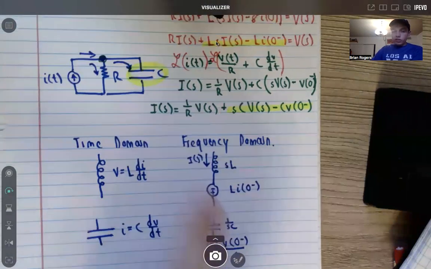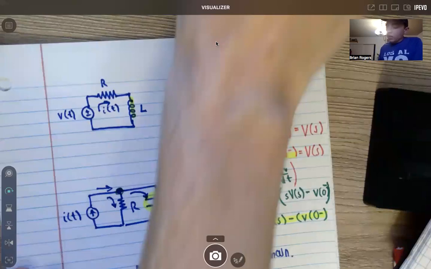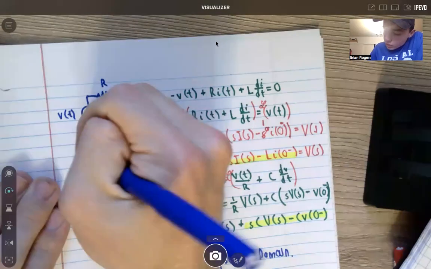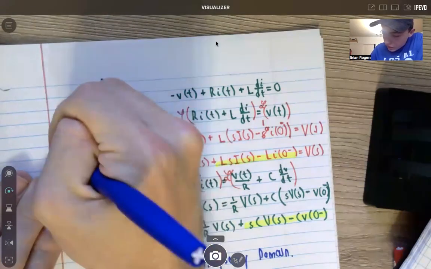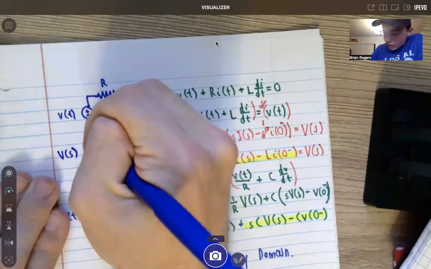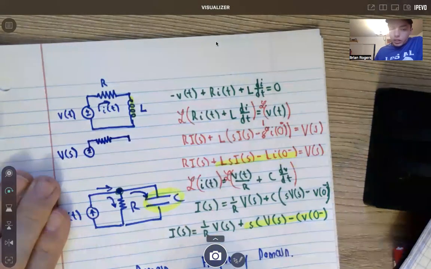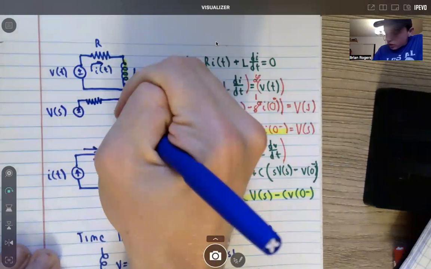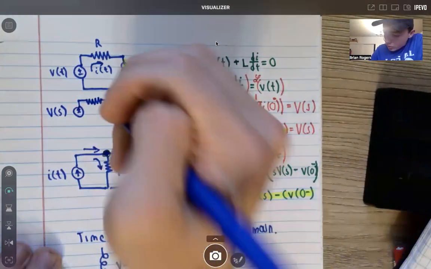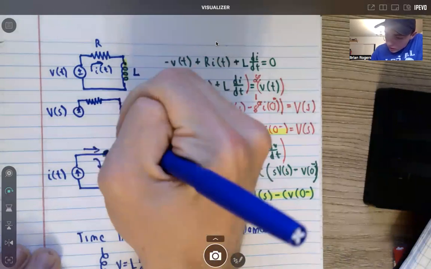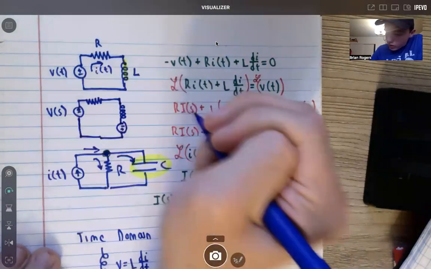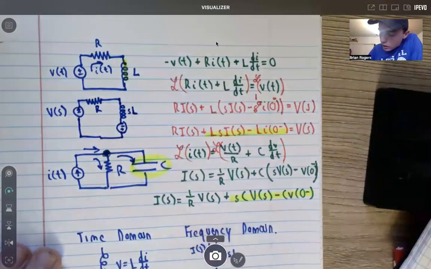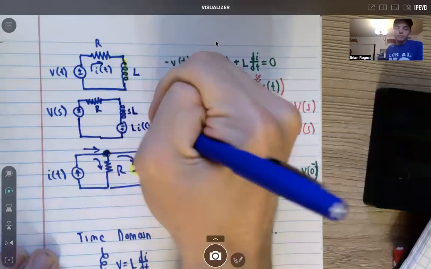If you were to convert this circuit up here into the frequency domain, you would notice that your source is still there, but it's V(s) instead of V(t). Your resistor stays exactly the same, but your inductor, knowing what we know here, is still a coil, but it will have the initial condition as well. So minus and positive. This would be your resistance still, your inductor sL, and then you would have L times i, the initial condition, taken into account.